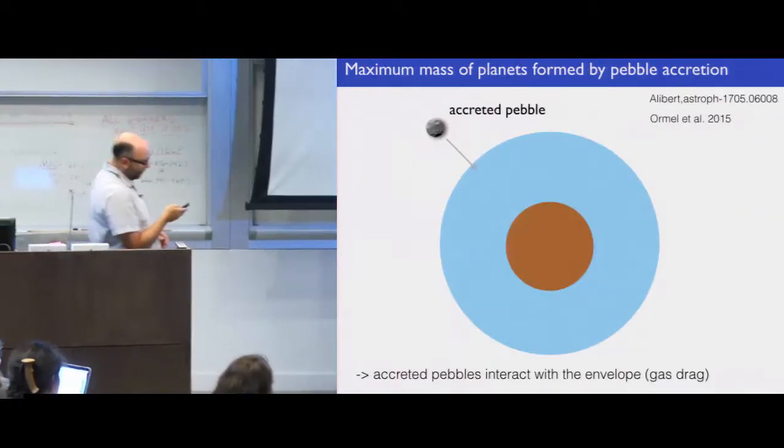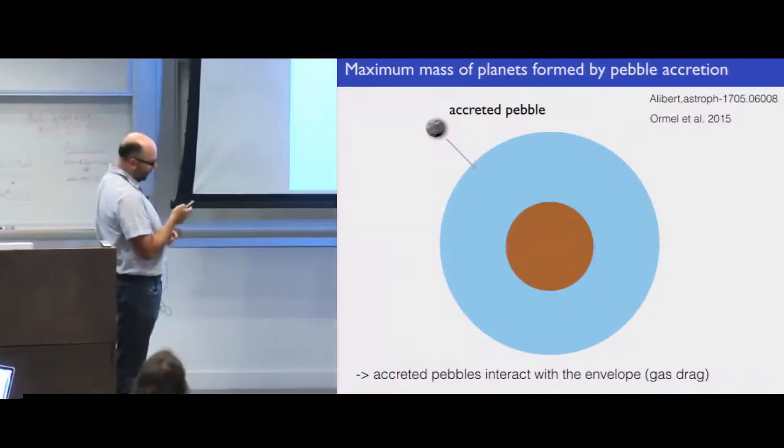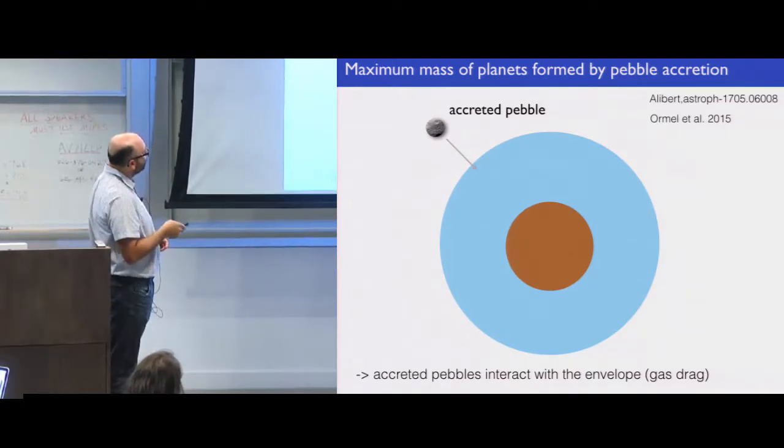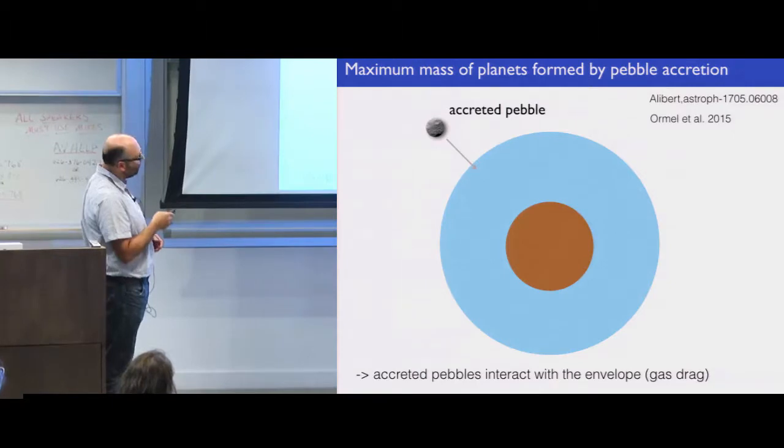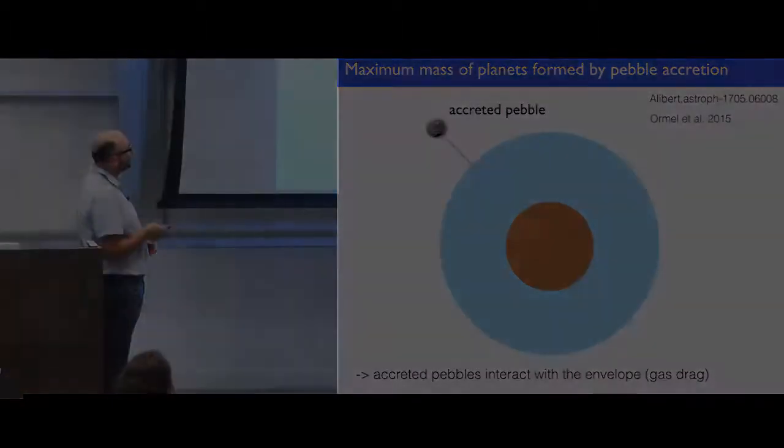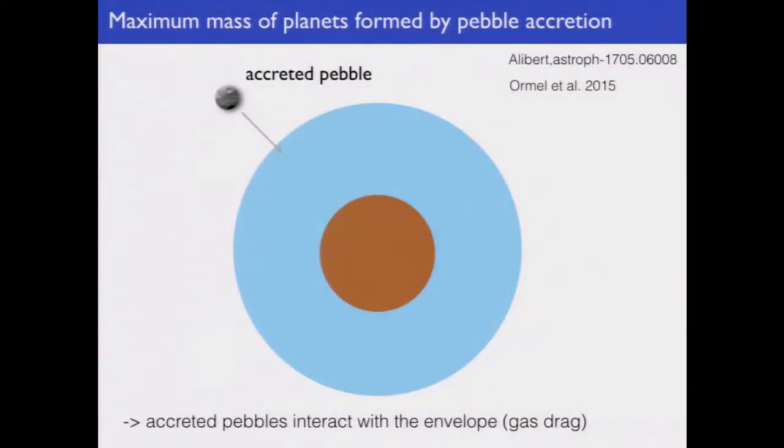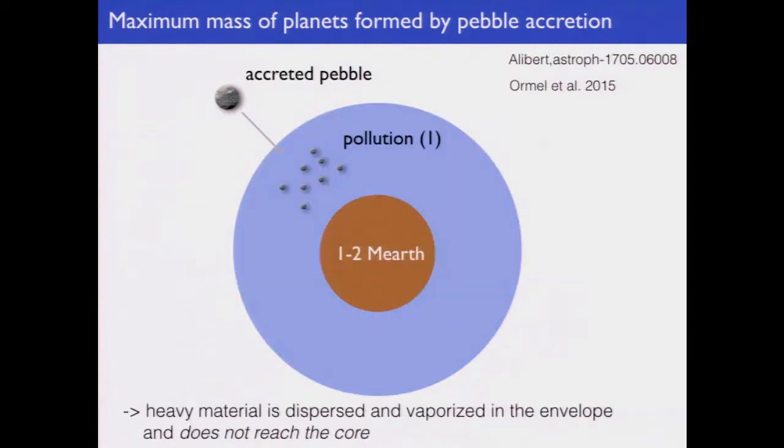So when you accrete pebbles, you have this kind of situation: you have a core and you have the envelope of gas, and then the accreted pebbles interact with the envelope, and at some point they start to be destroyed. So you can compute what mass of the core you need so that you have enough envelope to destroy the pebble, and it turns out that it is a couple of Earth masses.